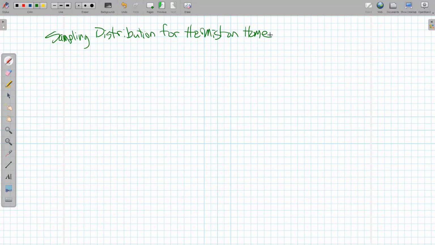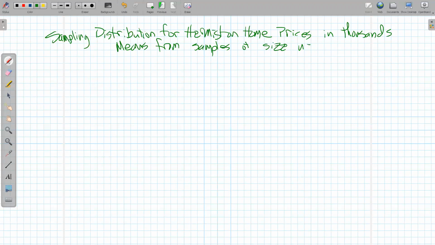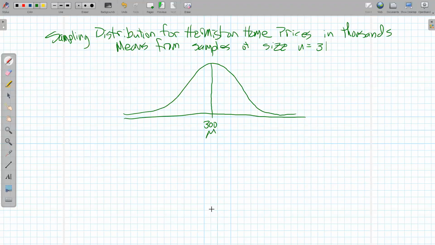I usually do both. So Hermiston home prices, in thousands. And we have means from samples of size n equals 31. And so far, all I really know about my distribution is it's got this kind of symmetric bell shape. And right in the middle there should be my 300,000, my mu from the population, from the null hypothesis, right? So that's from the null hypothesis there.